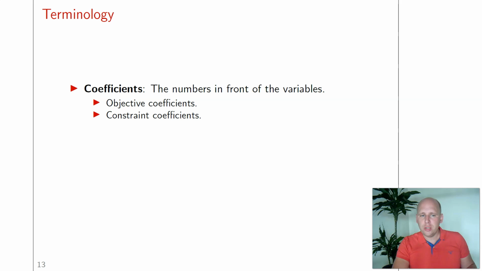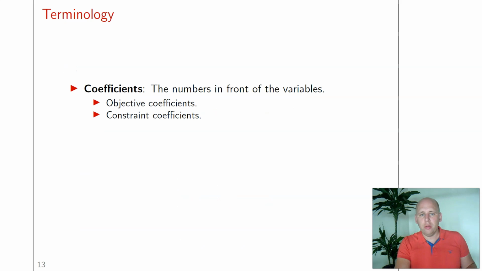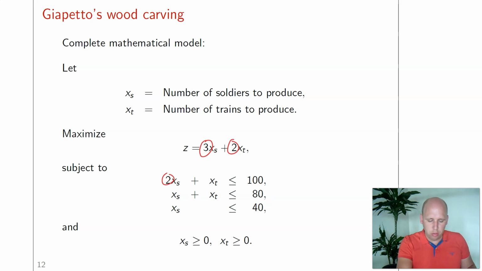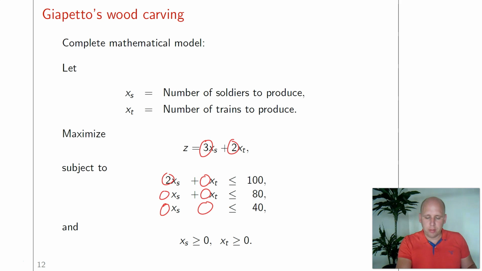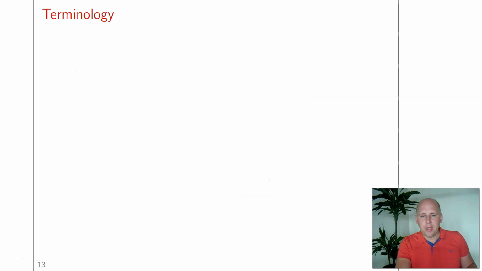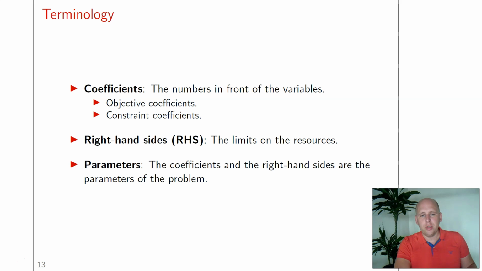So we have coefficients, and we have two types of coefficients. The objective coefficients are the numbers 3 and 2 over here. And we also have the constraint coefficients, and those are the numbers in front of the decision variables. So the 2, the 1 here, the 1 here, the 1 here, the 1 here, and the 0 here. Those are the constraint coefficients. And then we also have the right-hand sides. The right-hand sides are the numbers over here. And if we have the coefficients and the right-hand sides together, then that entire set of numbers is called the parameters of our problem.